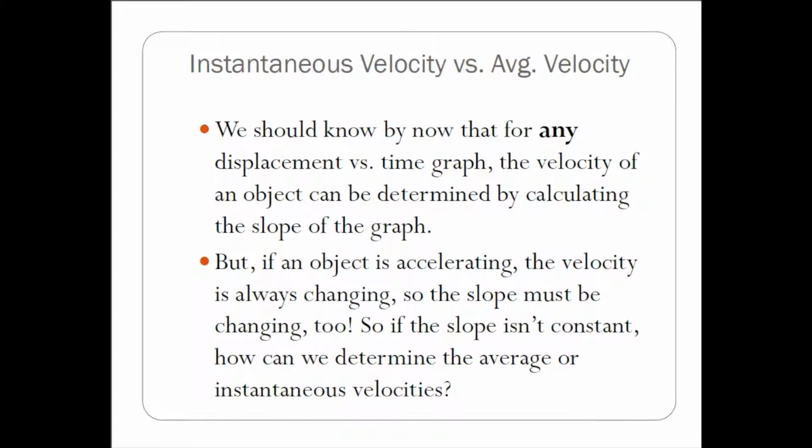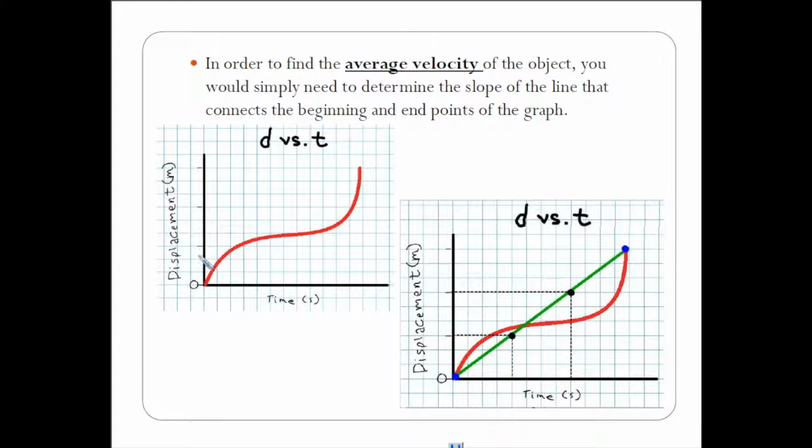We should know by now that for any displacement versus time graph, the velocity of an object can be determined by simply calculating the slope of that graph. But if an object is accelerating, the velocity is always changing. So the slope must be changing as well. If the slope isn't constant, how can we determine the average or instantaneous velocities of an object on a displacement versus time graph? Let's analyze this graph of displacement versus time.